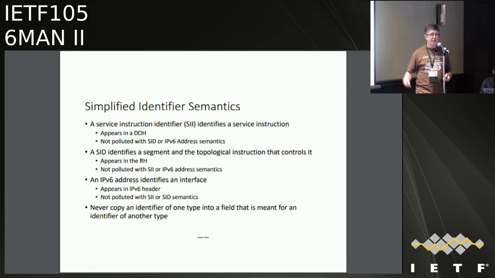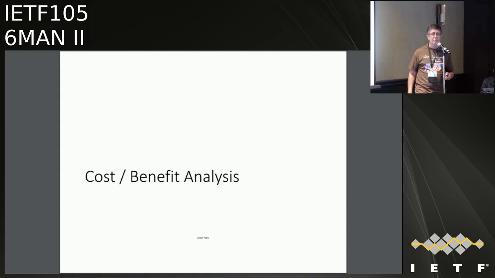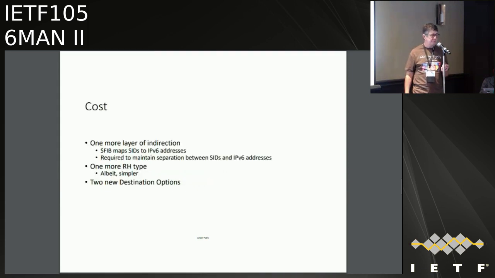Why do we do that? Well, it's the same reason you don't copy a pointer of one type to a field that dereferences through another type. It's kind of asking for trouble. So, what is the cost-benefit analysis here? Well, the cost is that because our SIDs are different from an IPv6 address, we have another layer of indirection. A SID is a key into a data structure. We call it a SID FIB. The SID FIB maps a SID to an IPv6 address and an instruction. You do a lookup of the SID in the SID FIB, you find the address, and you copy the IPv6 address field to the destination address of the IPv6 header.